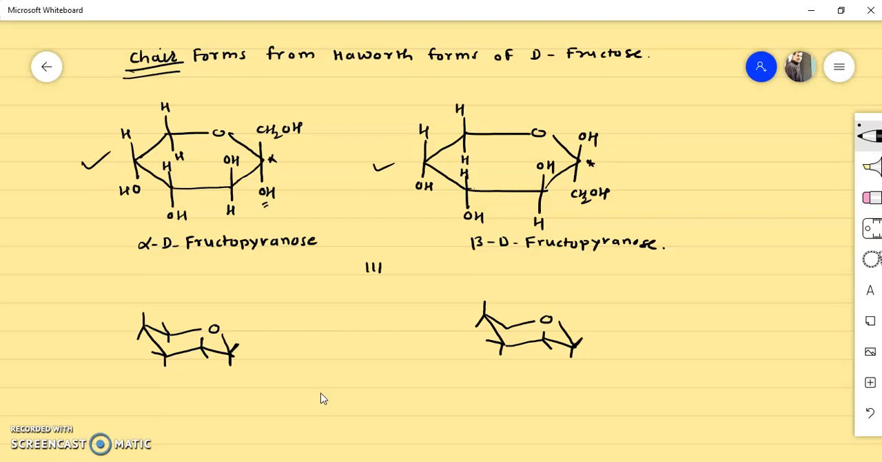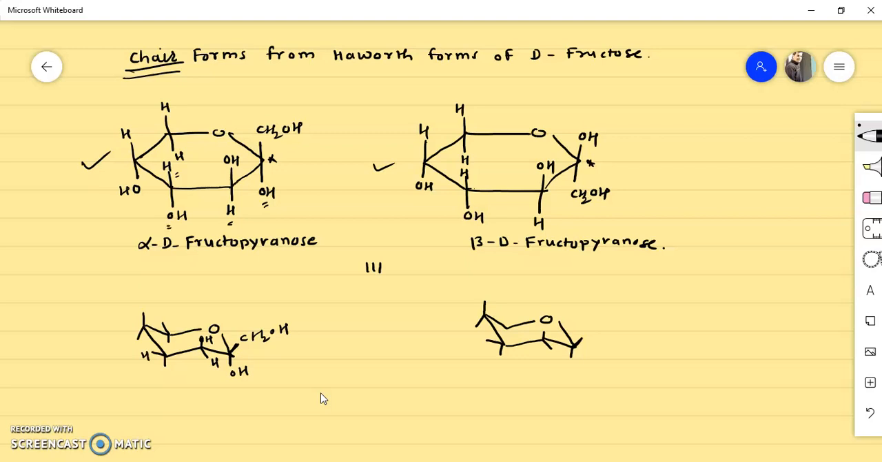So consider this CH2OH first. So this is above the plane of this ring, so it will be in chair form also, it will be above the chair. Okay, now this OH is below, so here will be OH. Similarly this OH is above, so here this OH will be here. This hydrogen is below, so hydrogen will be below. This hydrogen is above. Okay, so this hydrogen will be here.